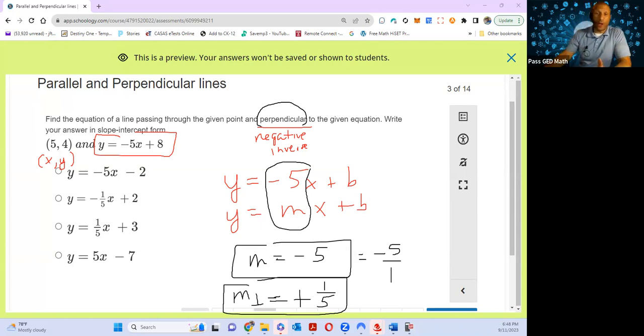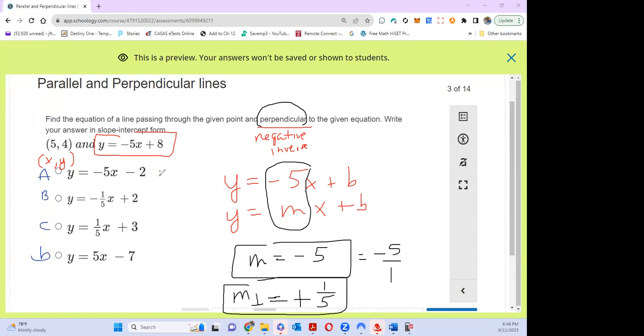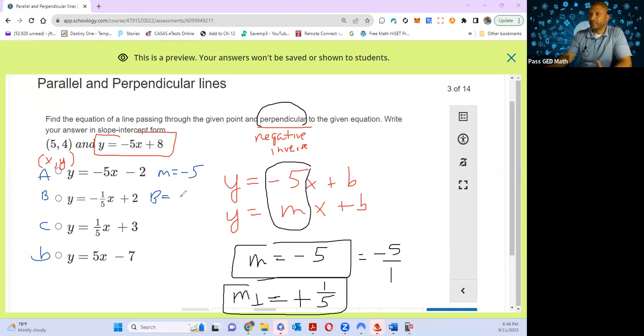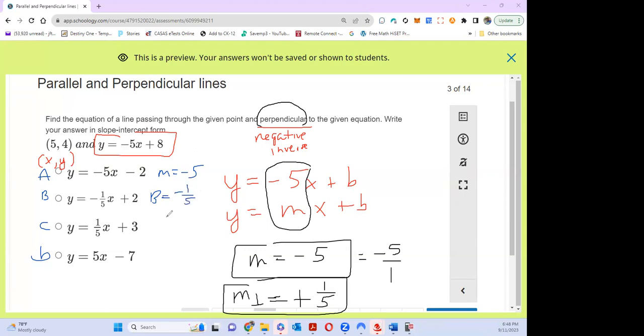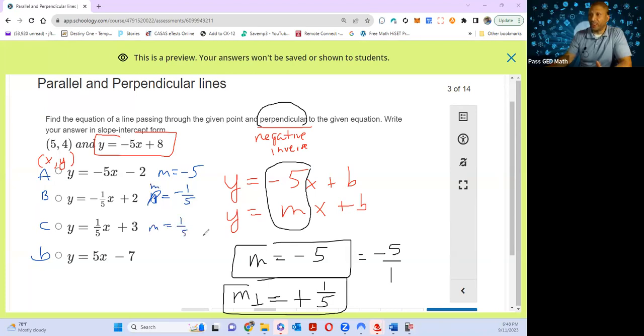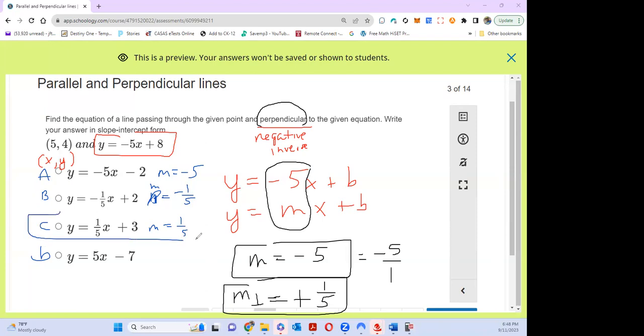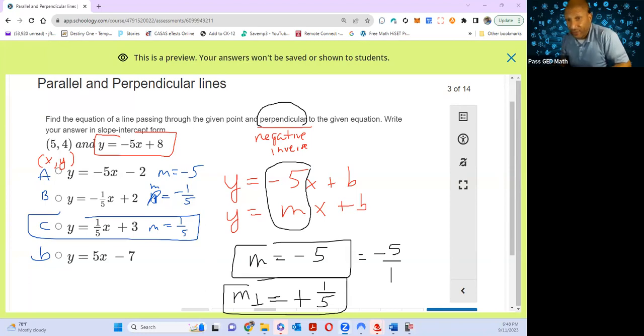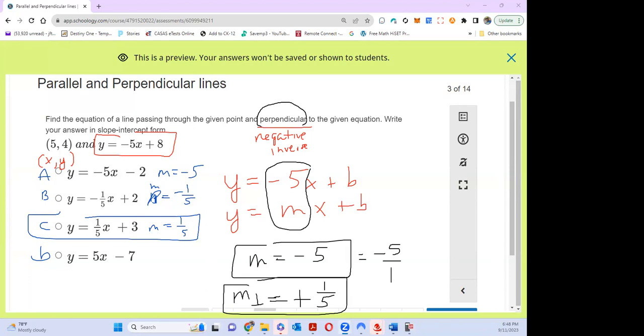So we go through our choices: A, B, C, or D. What is the slope of A? The slope of A is -5. What's the slope of B? -1/5. What's the slope of C? 1/5. So we found our answer. Ding, ding, ding. Because we're looking for the perpendicular, not the opposite, the negative inverse. Change the sign and flip.